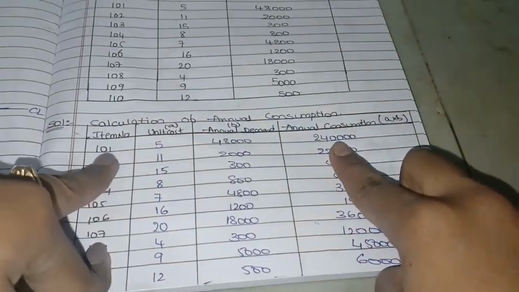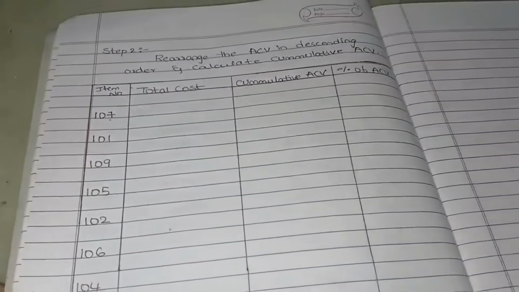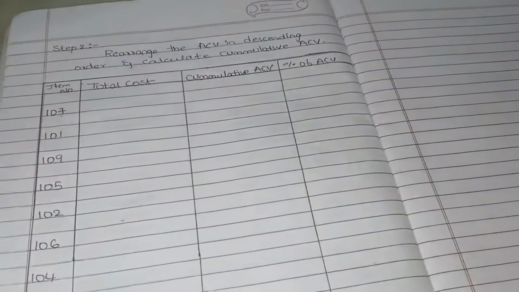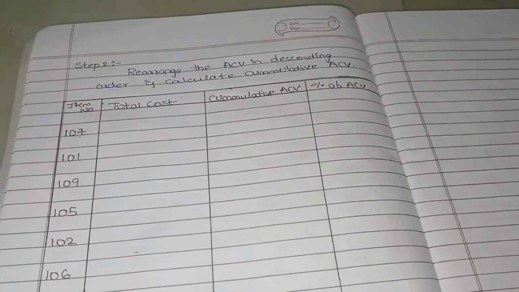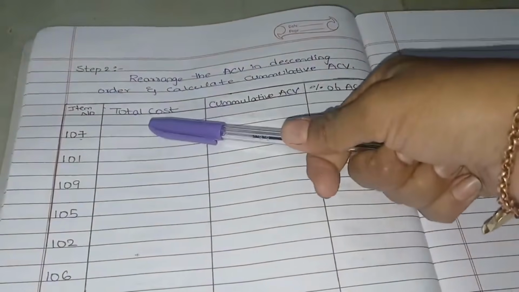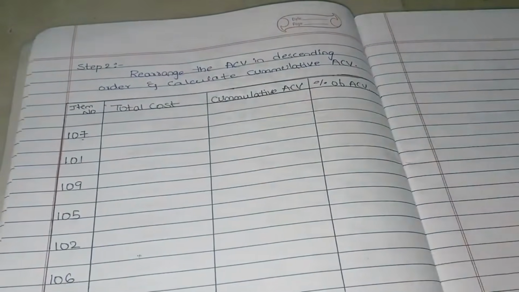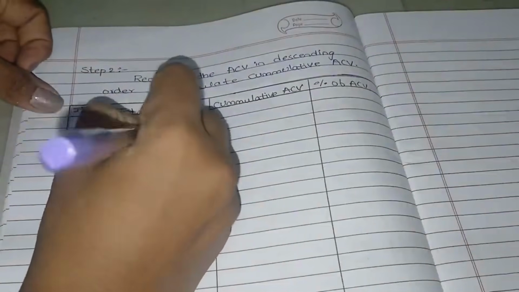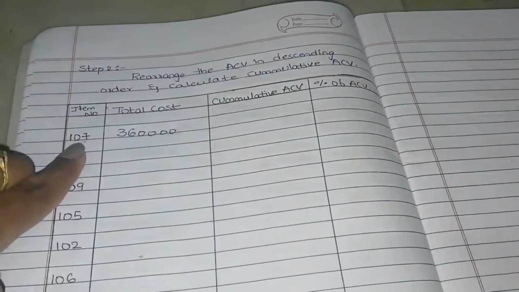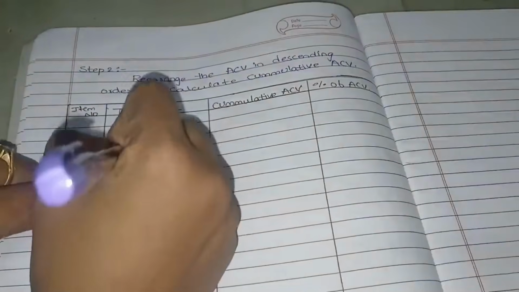దాని నెంబర్ ఎంత 101. సో నెక్స్ట్ స్టెప్లో ఏం చేయాలంటే నేను ఆల్రెడీ కాలమ్స్ డ్రా చేసి పెట్టేశాను, ఎందుకంటే మళ్ళీ లెంత్ ఎక్కువ అయిపోతుంది వీడియో అని. సో సెకండ్ స్టెప్లో వచ్చిన వాల్యూస్ని డిసెండింగ్ ఆర్డర్లో అంటే హైయెస్ట్ నంబర్ నుంచి లోయెస్ట్ నంబర్ వరకు మనం వేసుకోవాలి. హైయెస్ట్ నంబర్ 3,60,000 కదా, దాని ఐటమ్ నెంబర్ ఎంత 107. నెక్స్ట్ ఏముంది 2,40,000.